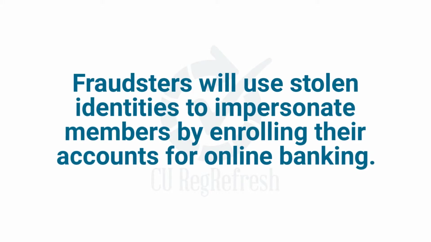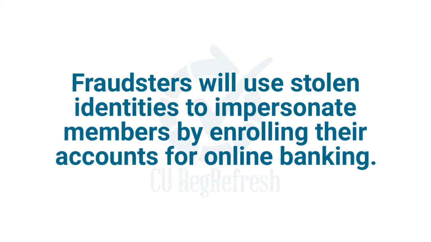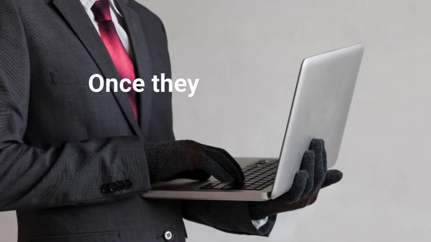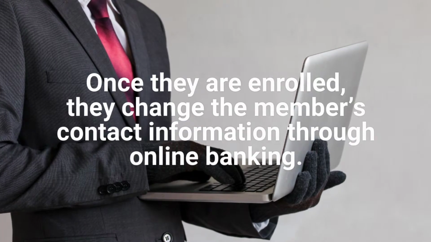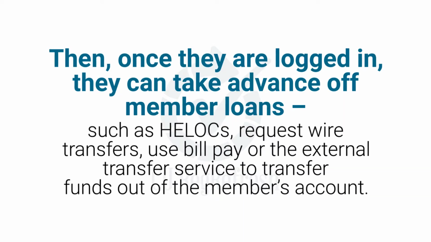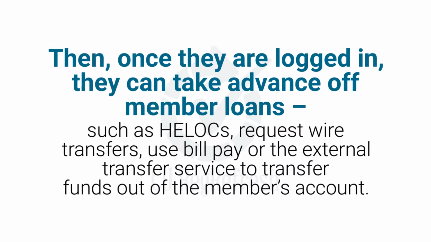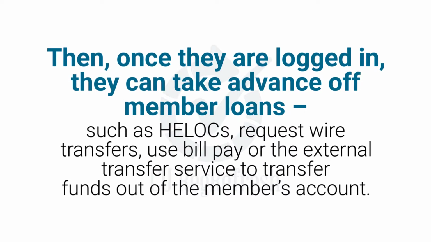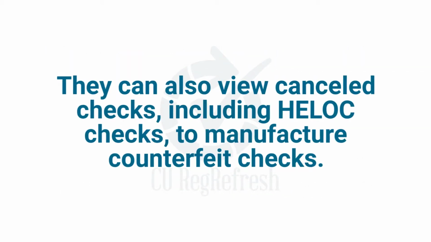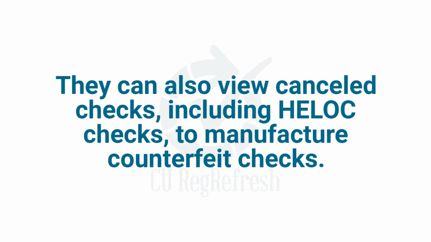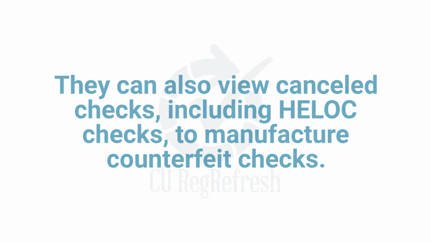Account takeover through online banking. Fraudsters will use stolen identities to impersonate members by enrolling their accounts for online banking. Once they are enrolled, they change the member's contact information through online banking. Then, once they are logged in, they can take advances off member loans, such as HELOCs, request wire transfers, use bill pay, or the external transfer service to transfer funds out of the member's account. They can also view canceled checks, including HELOC checks, to manufacture counterfeit checks.